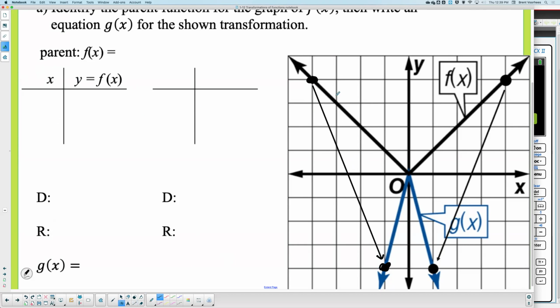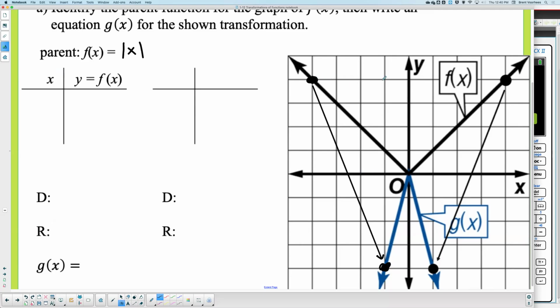So what I'm going to do is take the 2 points that are on the original. What's the parent function? What kind of equation makes this type of graph? It's an absolute value. Put absolute value right here.